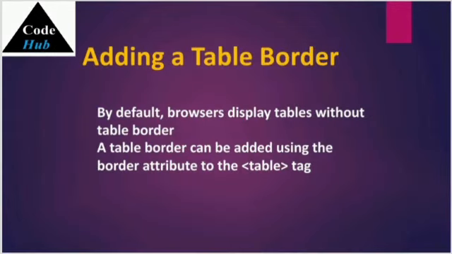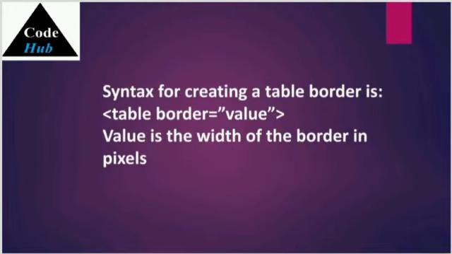Adding table border. By default, browsers display tables without a table border. A table border can be added using the border attribute to the table tag. Syntax for creating table border is table border equal to value. Value is the width of the border in pixels. So use the different attributes and tags to create tables and make innovative tables.